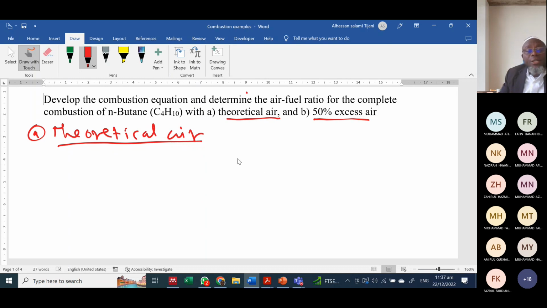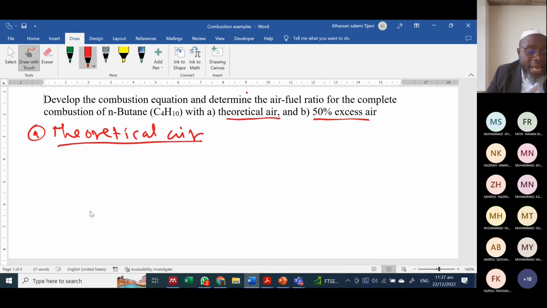And what are the necessary conditions for the complete combustion of a fuel? Here we have carbon. All the carbon needs to be burnt into carbon dioxide. And similarly, all the hydrogen needs to burn into water. The water will be the product. And then the nitrogen in the fuel, okay?